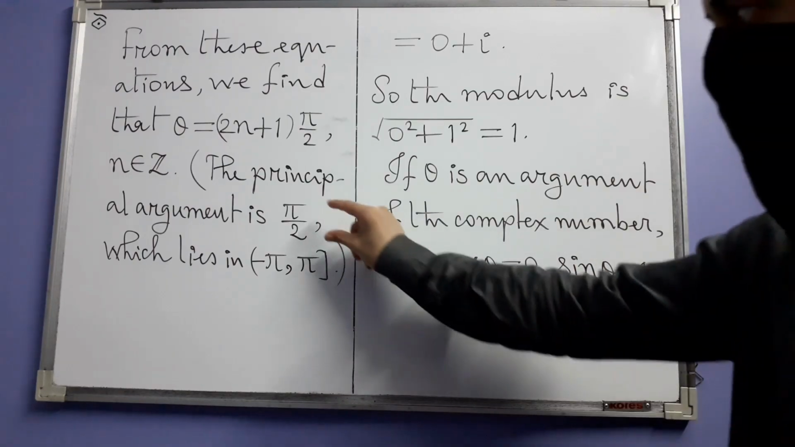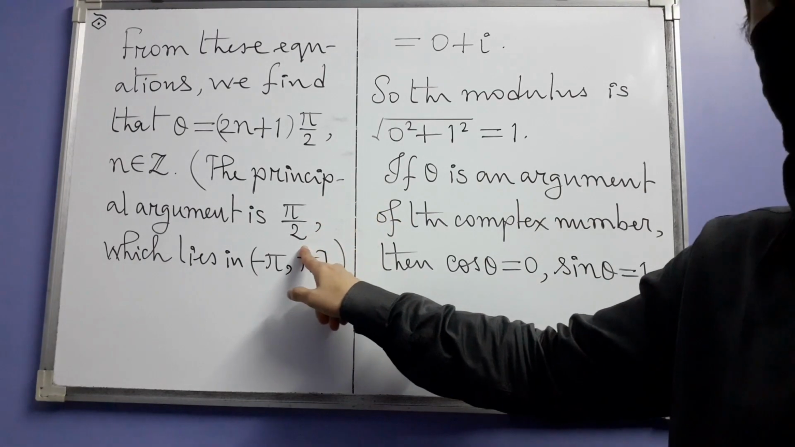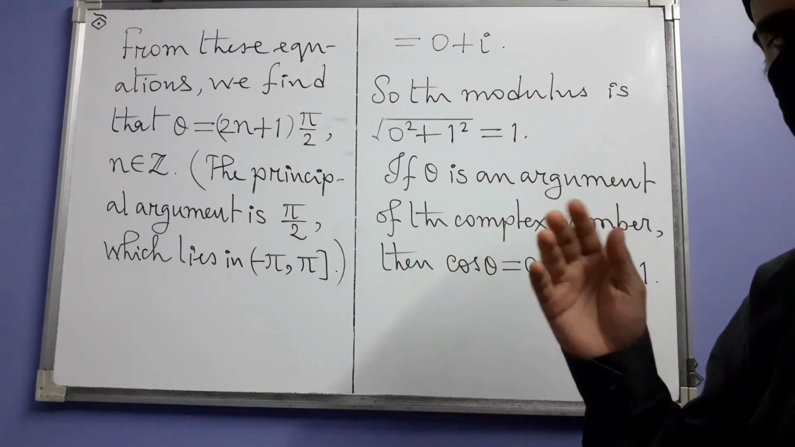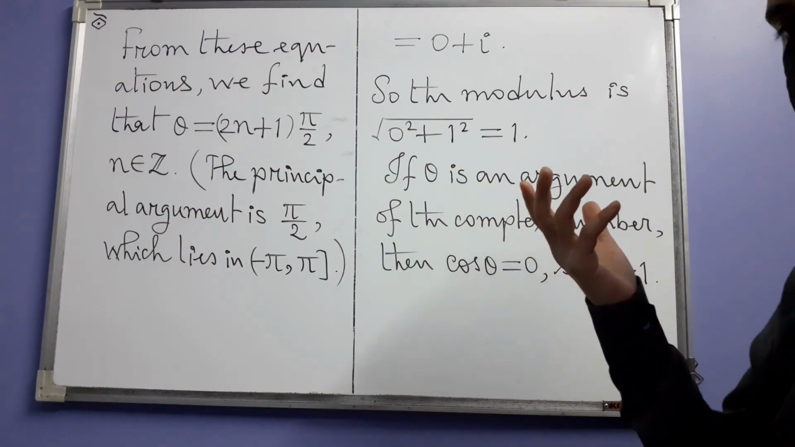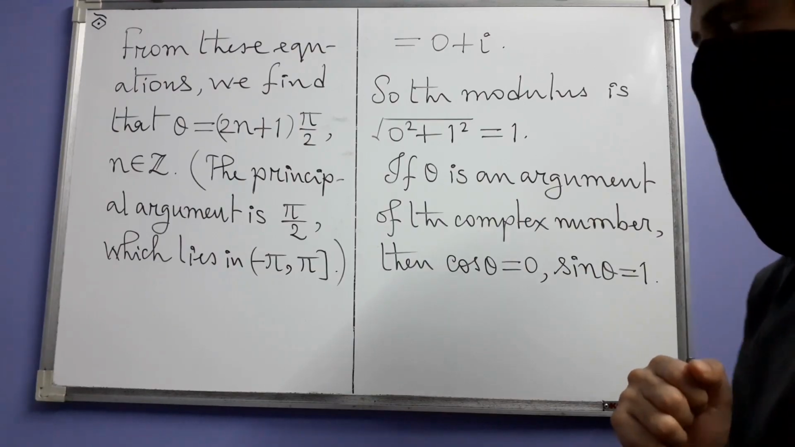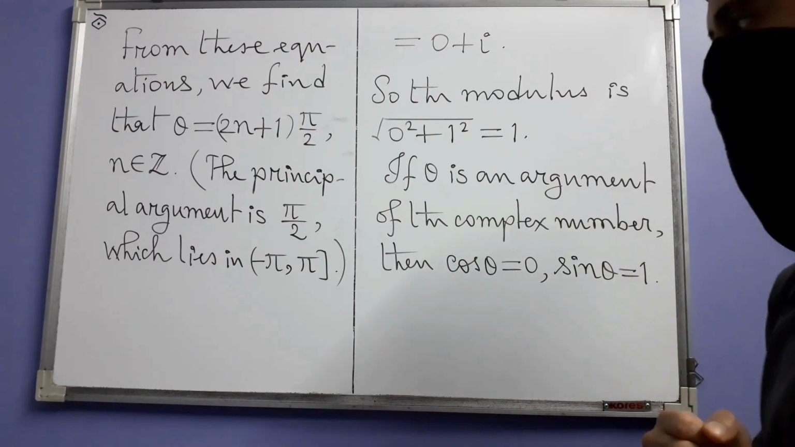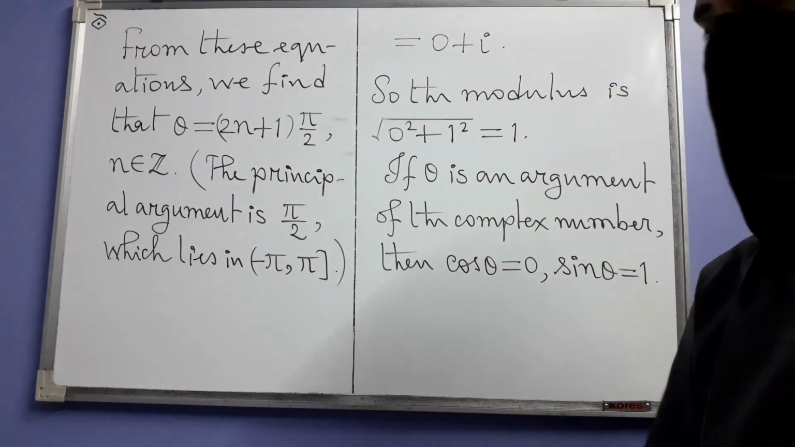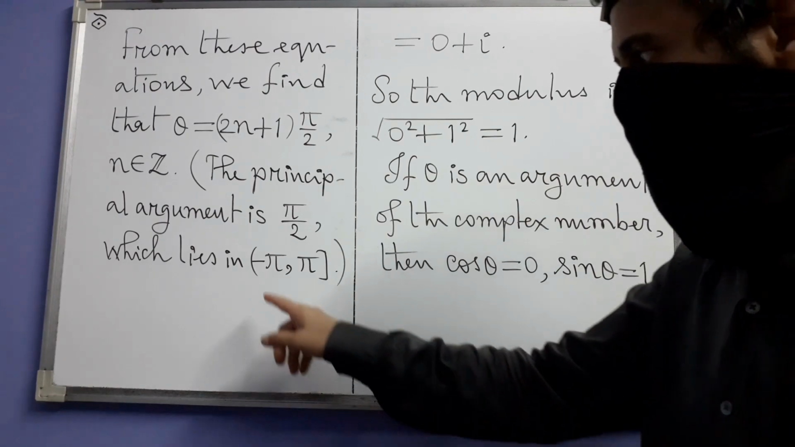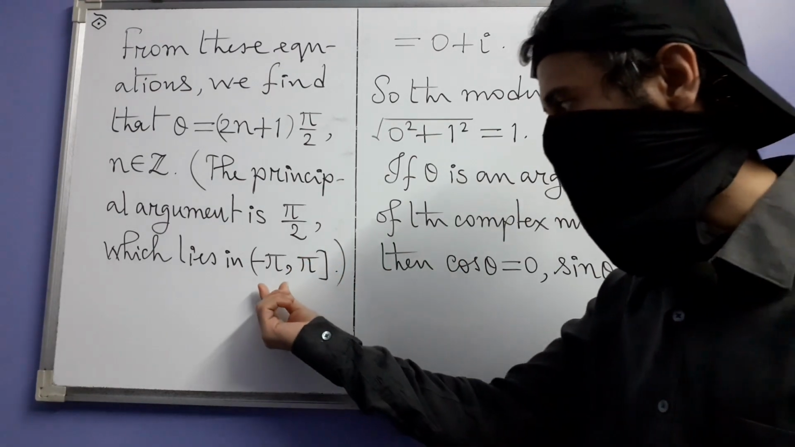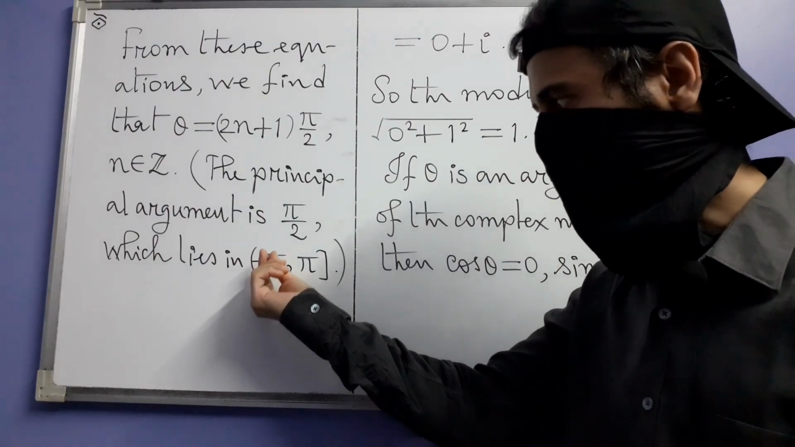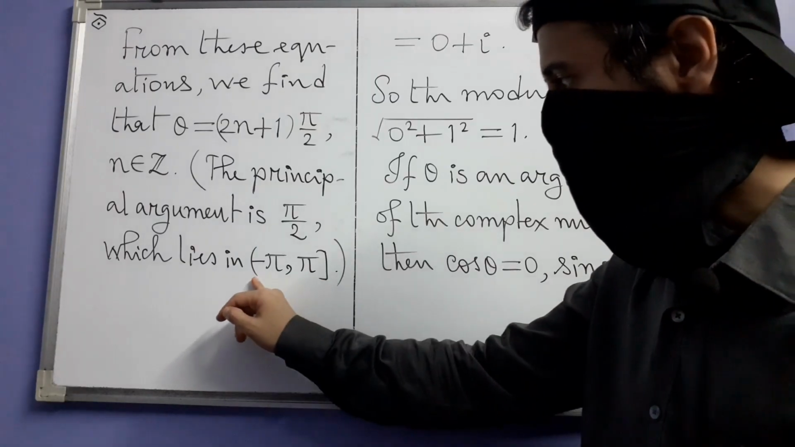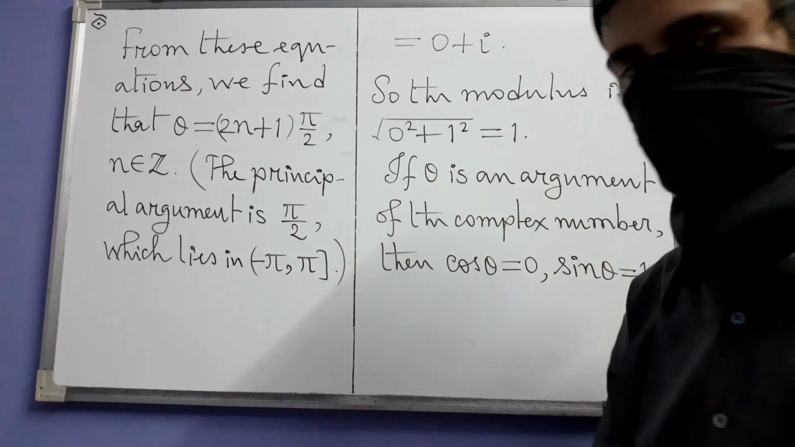Actually in the text only this value is given, pi divided by 2, which is the principal argument. However, nowhere in the examples, in the question, is it asked that we have to find the principal argument. Simply argument is written. And you get the principal argument by putting n equal to 0 in this general formula. Recall that the principal argument is that value of theta which lies in this interval, which is greater than minus pi and less than or equal to pi. That is why it is open on this side and closed on this side.